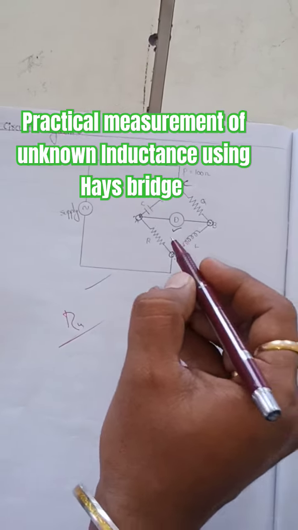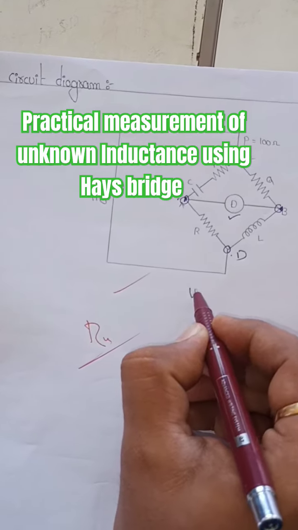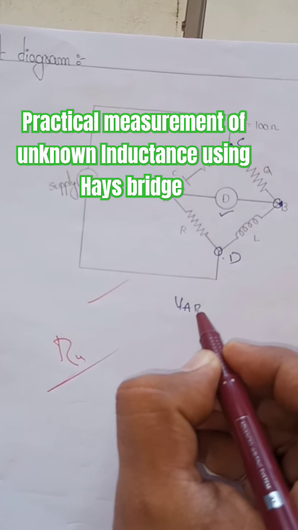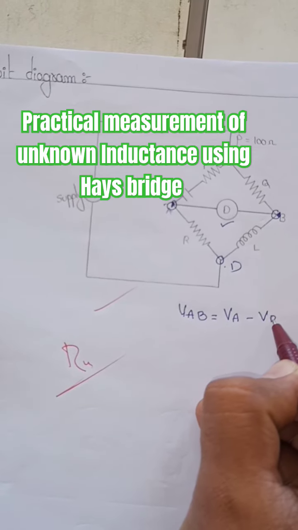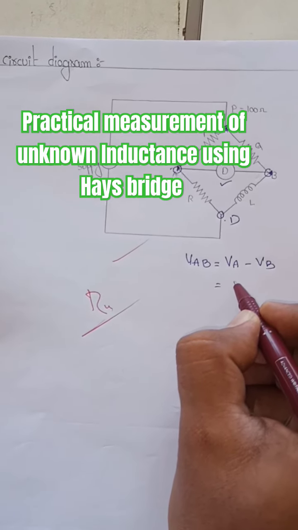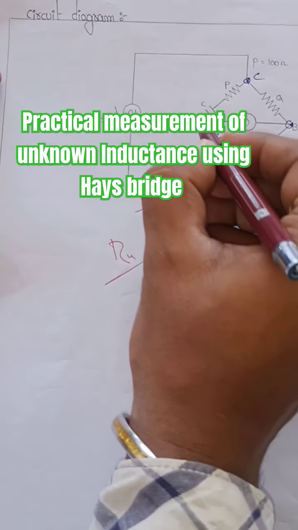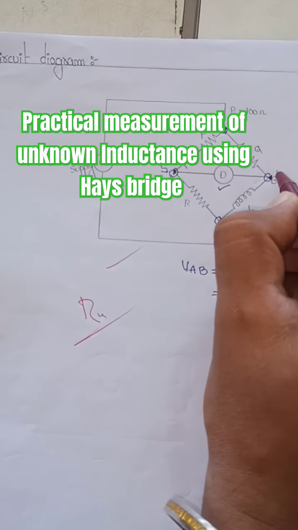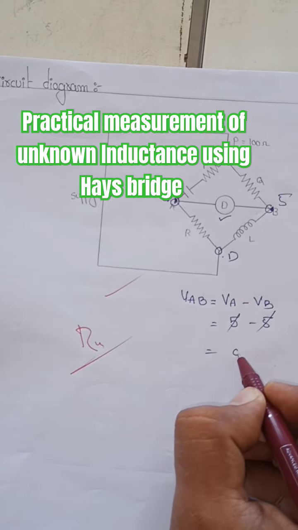So try to do the balancing of the bridge in such a way that the voltage across A and B should be zero. What I want to say is the voltage V_AB is equal to VA minus VB. You try to adjust the decade inductance box as well as resistors in such a way that the voltage at A is 5 volts and the voltage at B is also 5 volts. So 5 minus 5 will become 0 volts.